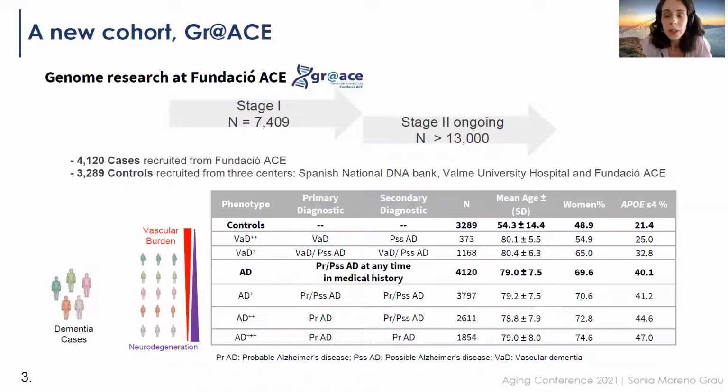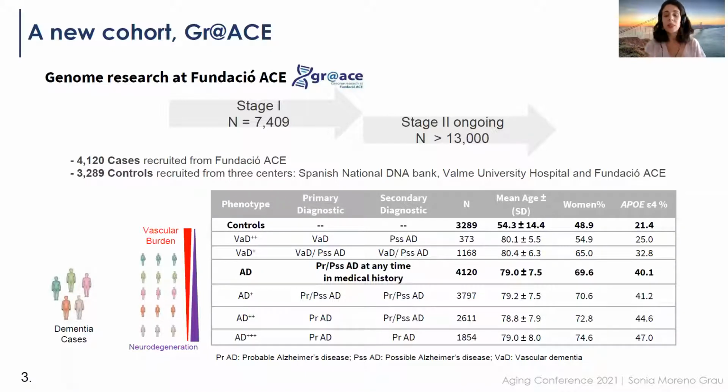For doing that, the first thing that we did was trying to generate a new cohort of Alzheimer's disease patients. This is the Genome Research at Fundación ACE cohort, which includes two phases or two stages. The first one is the one included in this study. This presents nearly 70,000 individuals, and all the cases, which I think is one of the most important pieces here, were recruited in a single center at Fundación ACE, which means that they were evaluated by the same medical team and using the same procedures.